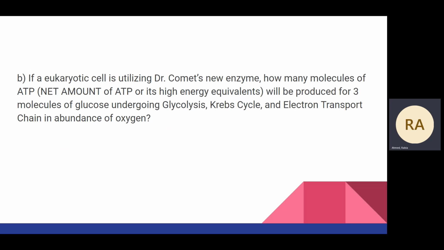So 4b: if a eukaryotic cell is utilizing Dr. Comet's new enzyme, how many molecules of ATP, net amount of ATP, or its high energy equivalents will be produced for 3 molecules of glucose undergoing glycolysis, Krebs cycle, and ETC in abundance of oxygen? So this question will be, I think, a lot of math.